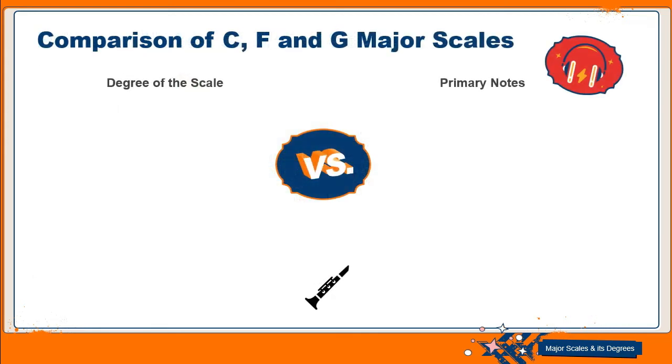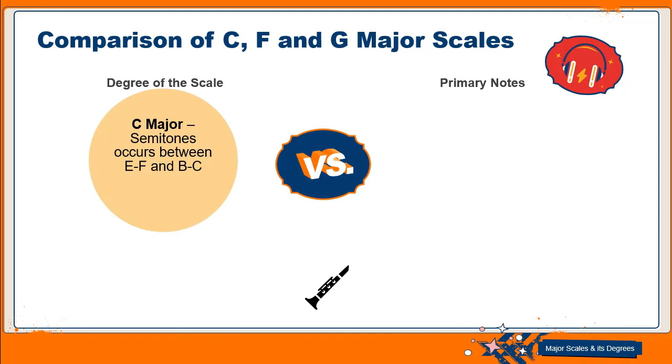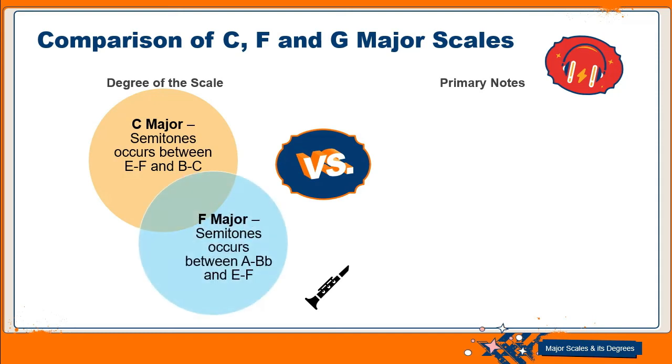Okay, let's have a comparison. Let's look into the comparison of the scale of C, the scale of F, and the G major scale. Now, looking at the degrees of the scale, in C major the semitones occur between E and F and B and C. For F major, the semitones occur between A and B flat and between E and F, between the third and the fourth, and between the seventh and the eighth. For G major, the semitones occur between B and C and F sharp and G.